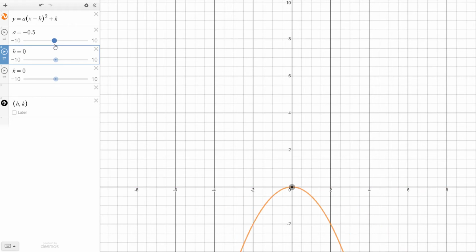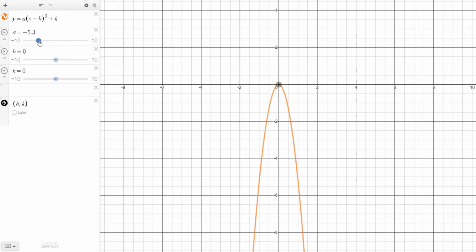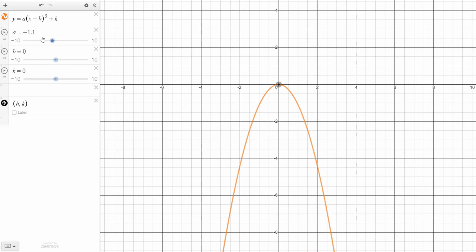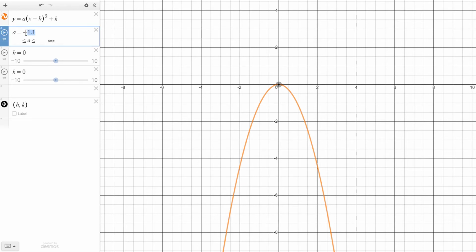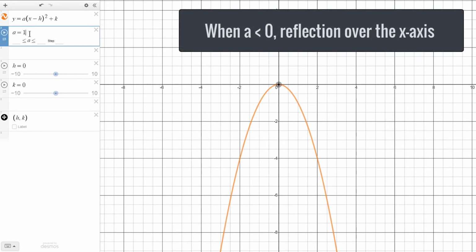But look what happens when I get into the negative values. So that makes my parabola open downward. I am now concave down further and further and further. Concave up, concave down. And so that also provides what we call a reflection over the x-axis. So when a is negative, we get that reflection over the x-axis.